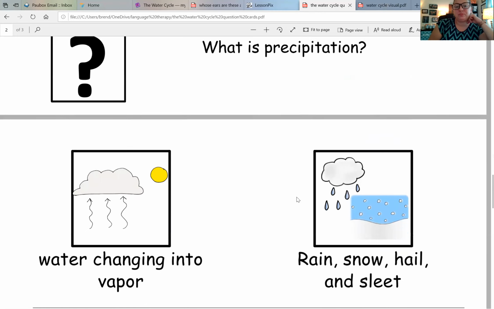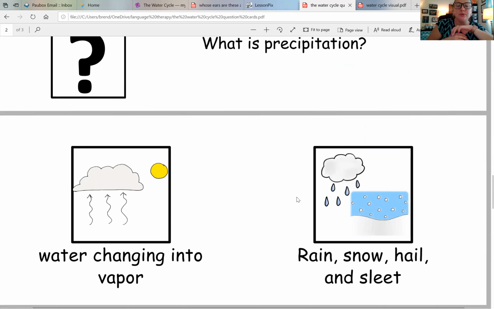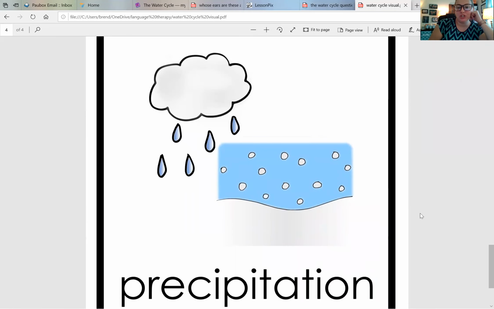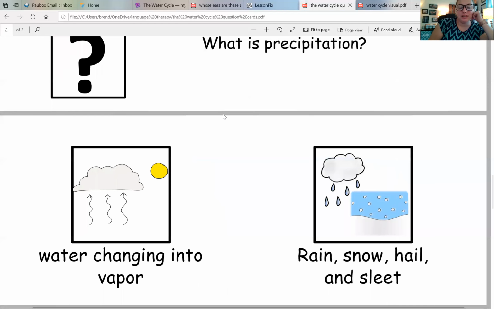Number 4. What is precipitation? Let's go back to our visual. Precipitation. Okay, so what does that mean? Does it mean that water is changing into vapor? Or is precipitation rain, snow, hail, and sleet?